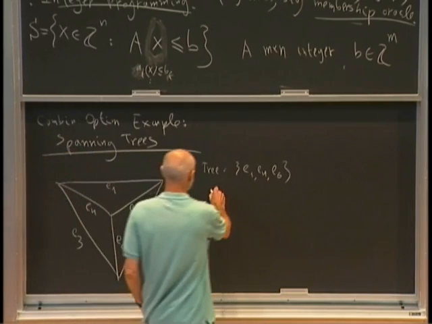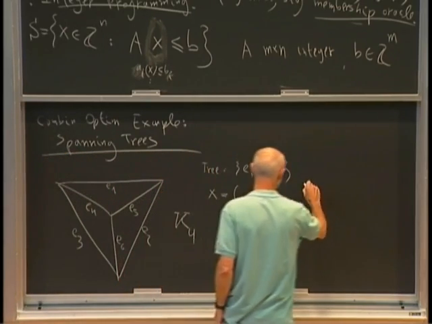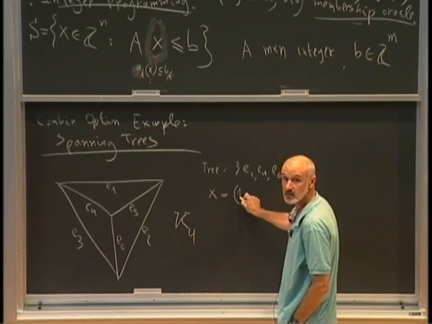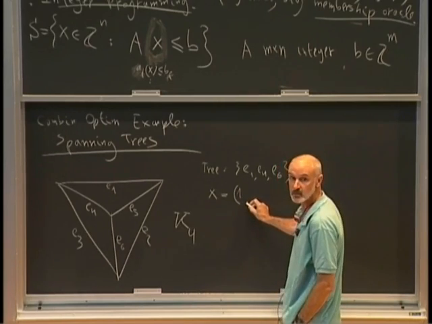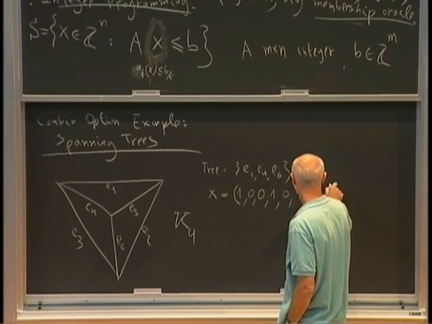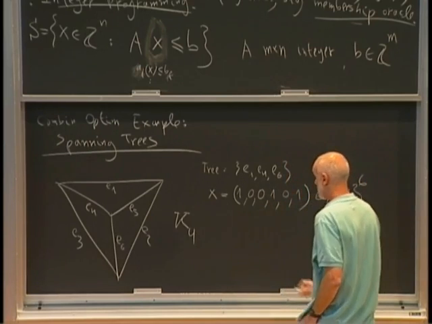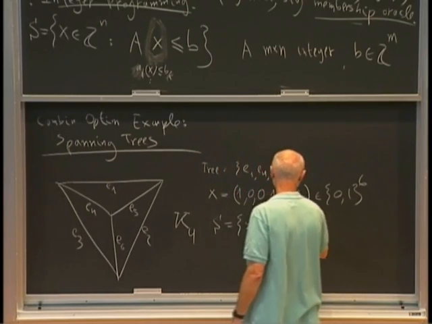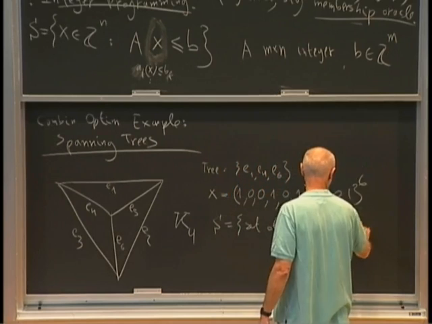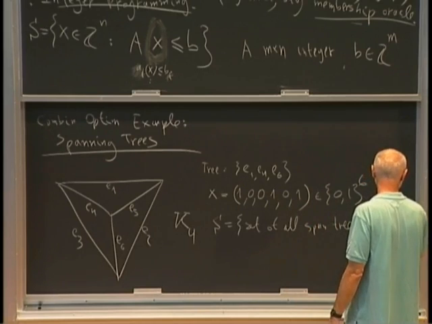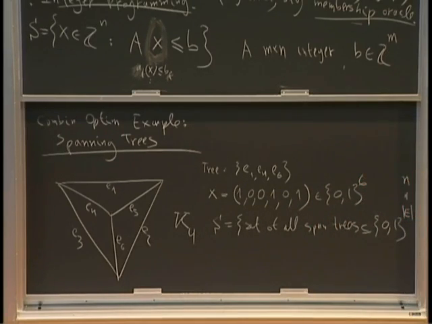If I want to write it now as a vector, then it's going to be a vector of length 6, with entries 0 and 1. How does it look like? Can you tell me? It's 1, 0, 0, 1, 0, 1. And S is going to be defined here as the set of all spanning trees. It's contained in 0, 1 to the n. Here it's 6. Generally n is the number of edges, not the number of vertices.